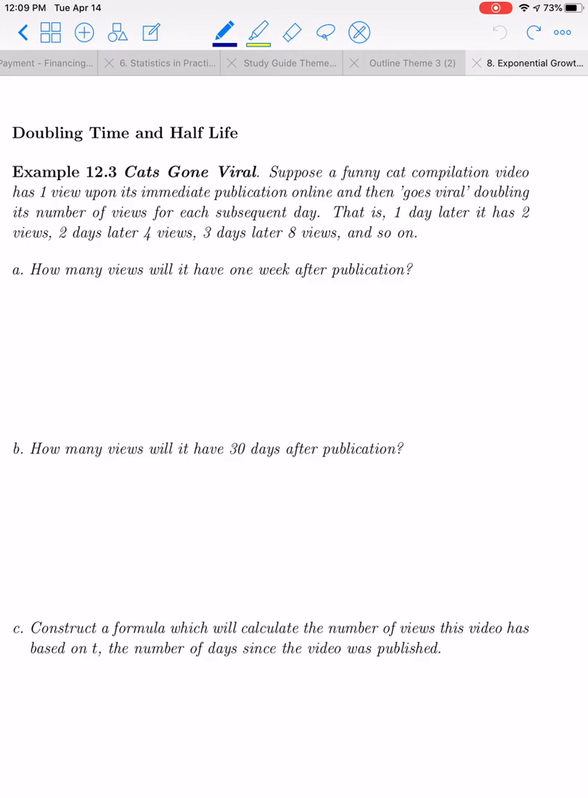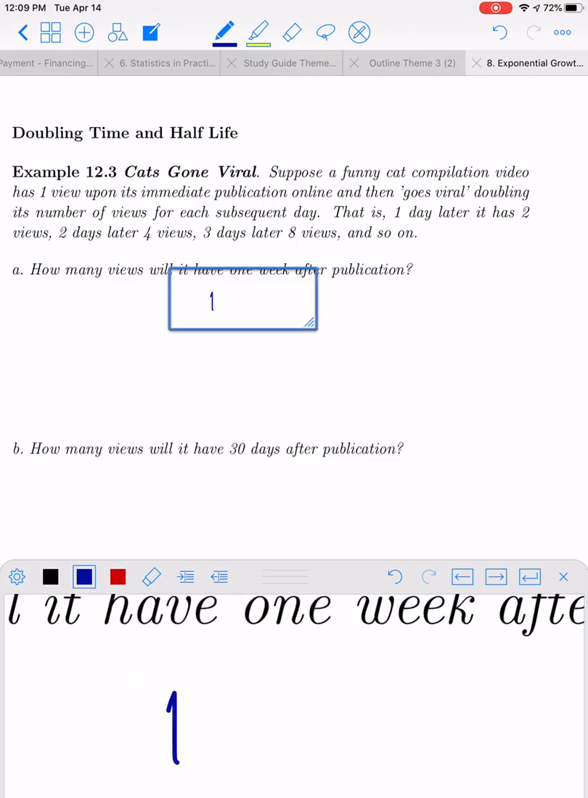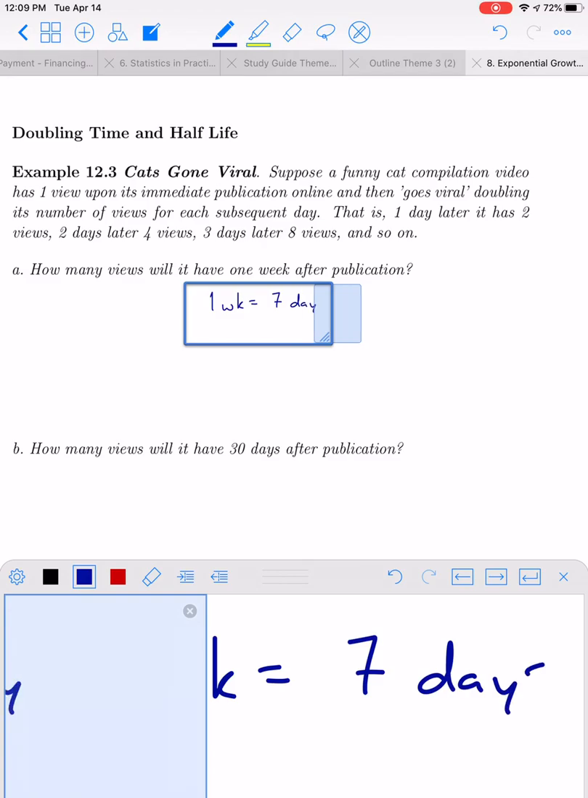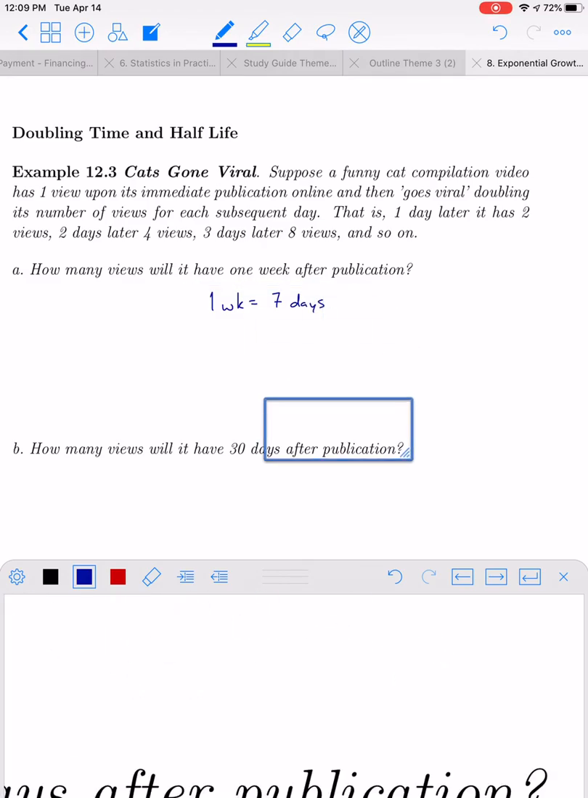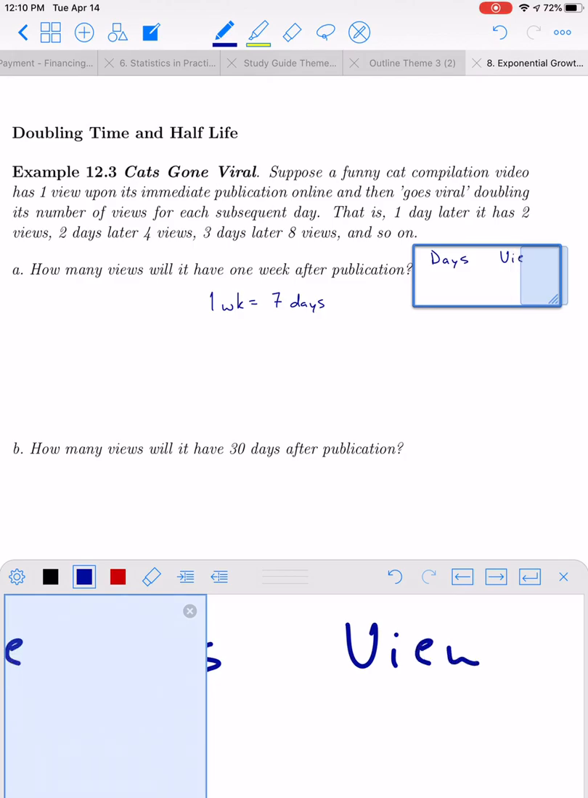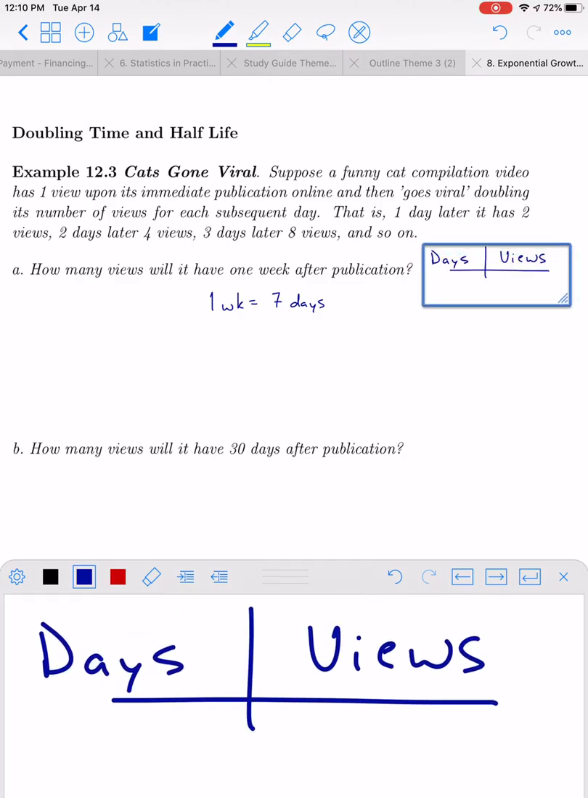So question A says, how many views will it have 1 week after publication? Well, we don't have this in terms of weeks yet, so just remember that 1 week is equal to 7 days. And that'll help us along the way. So let's make a table. That might be the first way to see this. It's not ultimately going to be the way that we handle these problems, but it's going to motivate us to come up with the formula that we're going to see in section 8b.